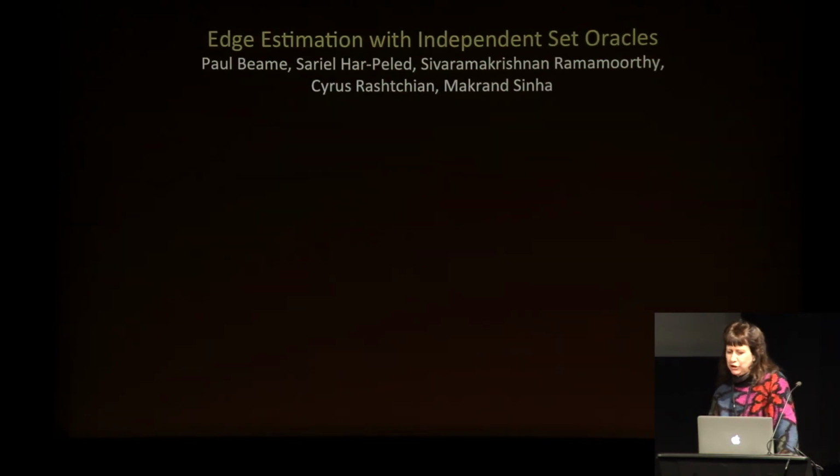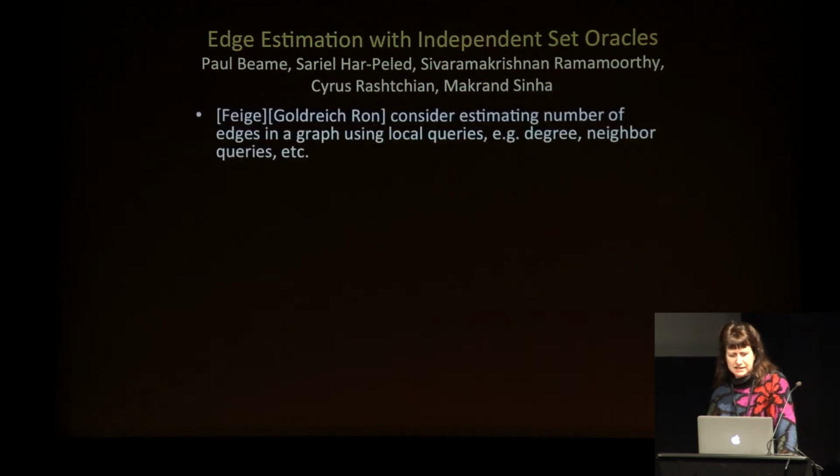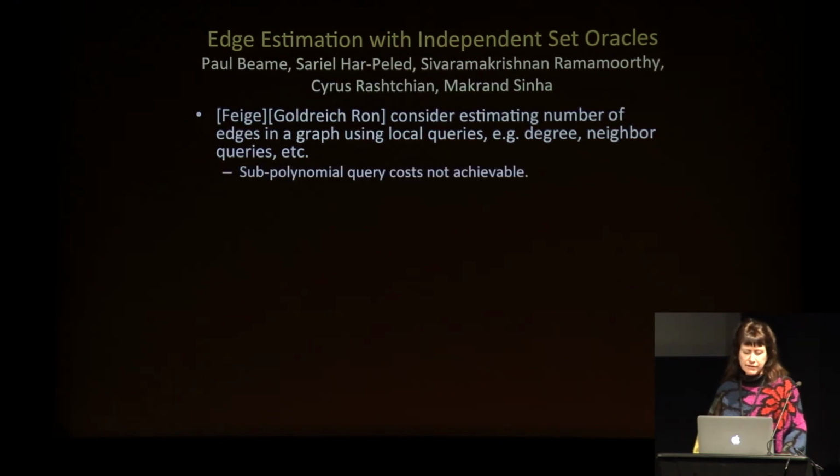The third paper in this session looks at edge estimation with independent set oracles. There was some earlier work which considered the question of estimating the number of edges in a graph using local queries. For example, what's the degree of a node? Is there an edge between these two vertices? And so on, such queries. One of the results in these papers is that subpolynomial query complexity is not achievable using such oracles.